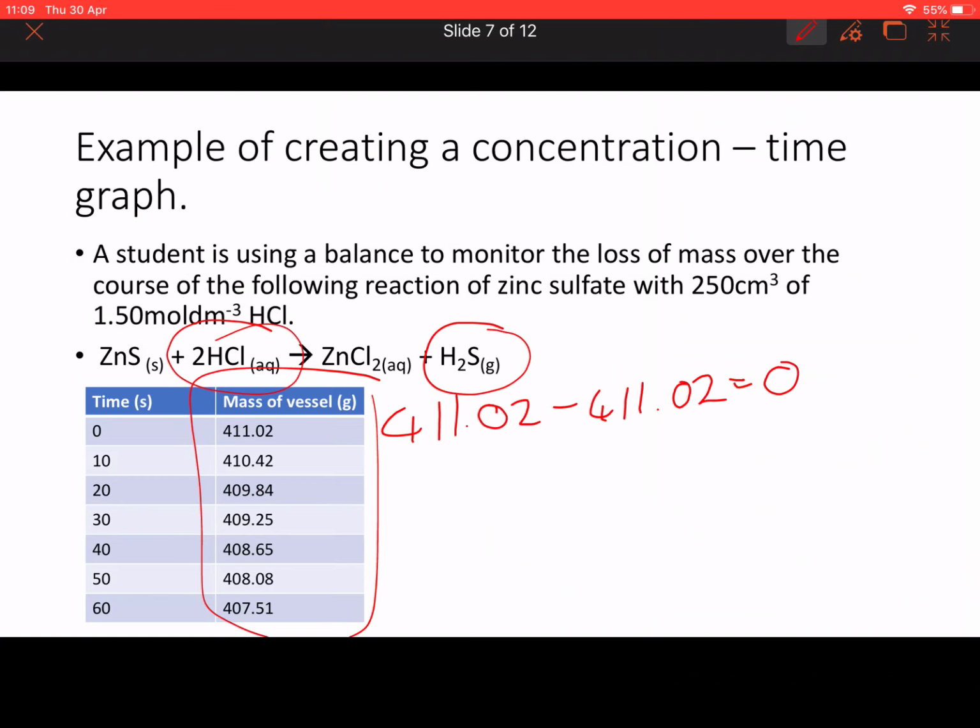If we did the last one on the other hand, we have 411.02, take away 407.51, and that should give us a result of 3.51 grams. Okay, and we'd need to do that for each of those.